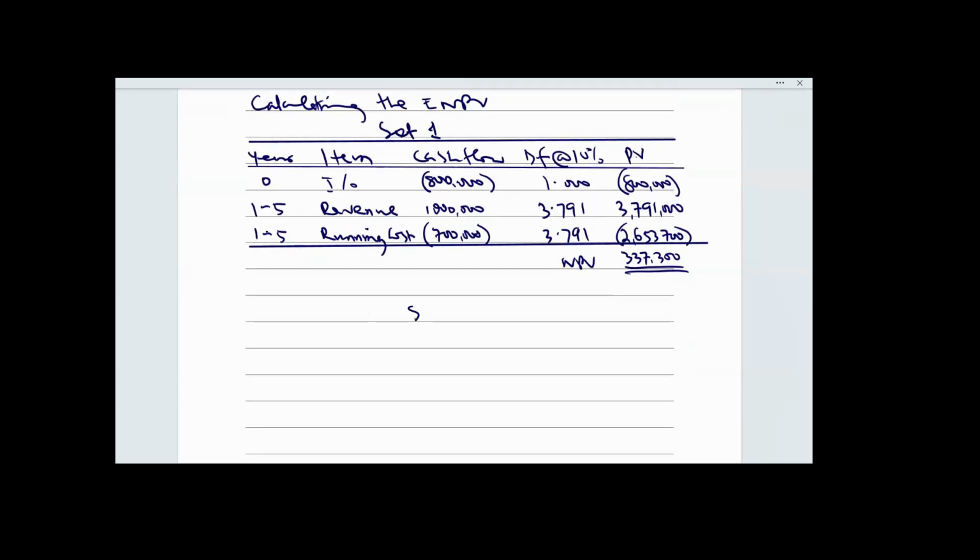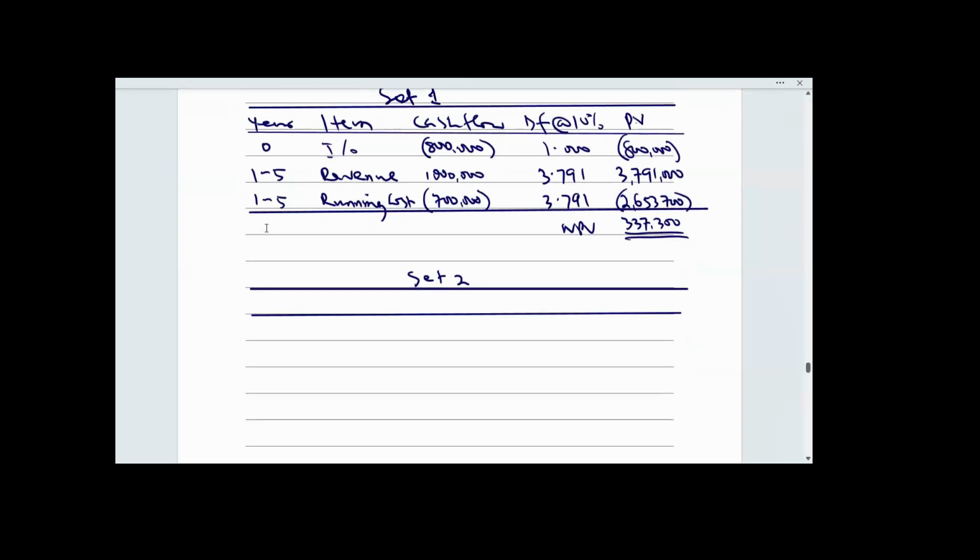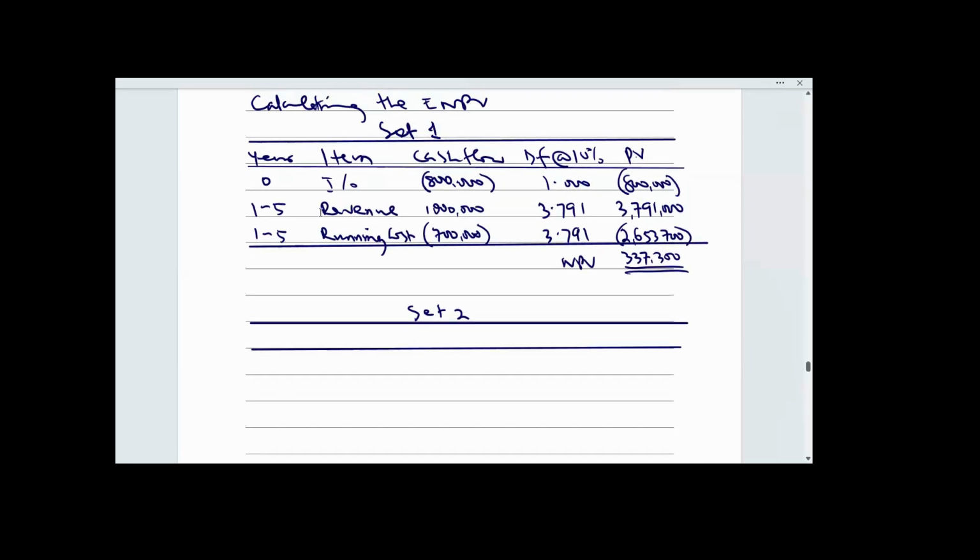We do the same for set 2. If you have 10 different sets, that means you are going to calculate 10 different NPVs. Is there any shortcut workings that we can use to condense set 1 to 10? There are no shortcuts. You have to compute your NPV step by step, the same way we have been doing it.